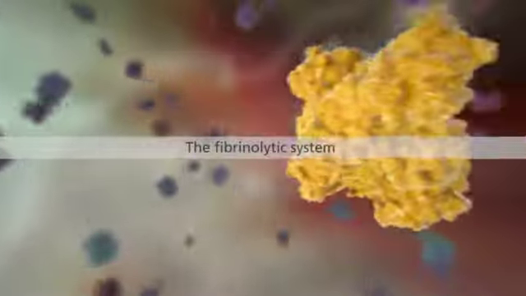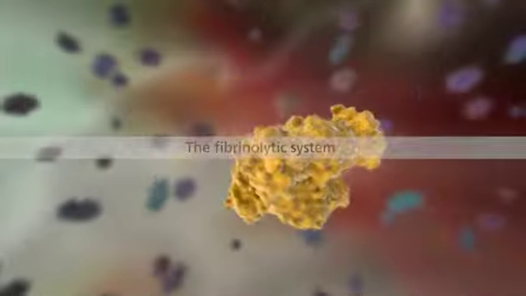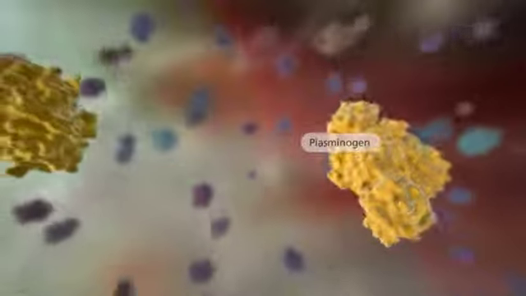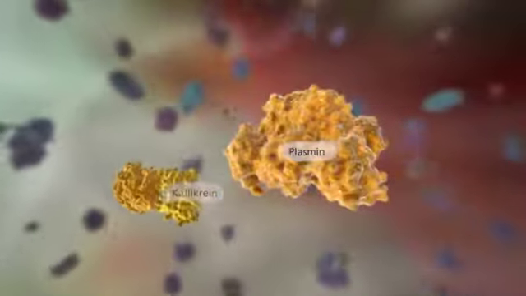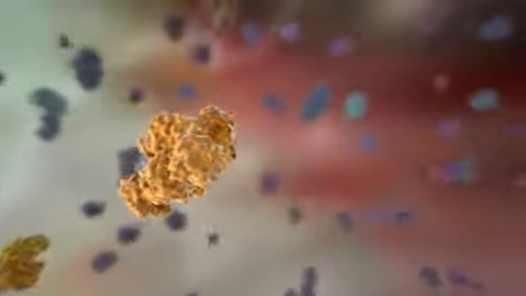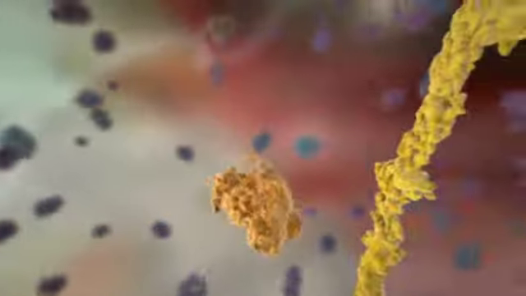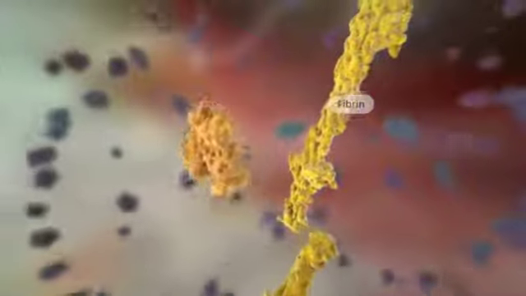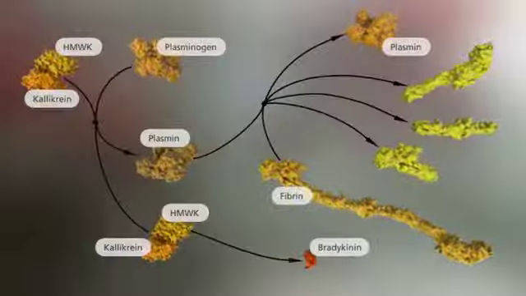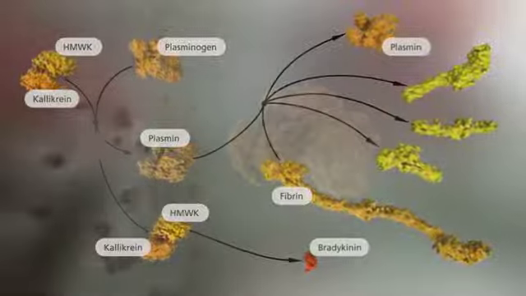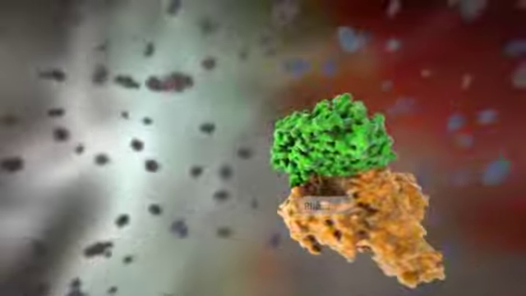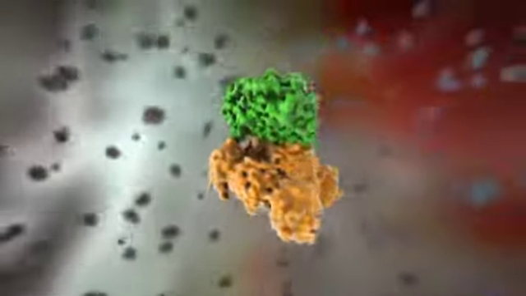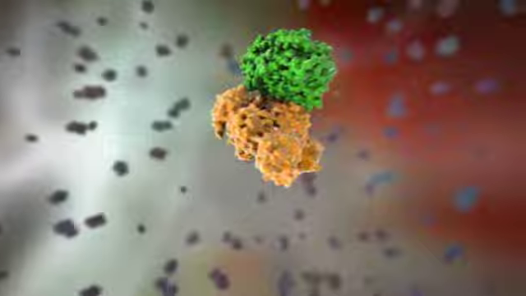In the fibrinolytic system, liver-produced plasminogen is converted into active plasmin by kallikrein, tissue plasminogen activator, urokinase, and activated factors 12 and 11. Active plasmin breaks down blood clots by cleaving fibrin and contributes to cleavage of high molecular weight kininogen to form bradykinin via kallikrein. Here, C1 inhibitor inhibits plasmin, and therefore the production of bradykinin via this cascade.